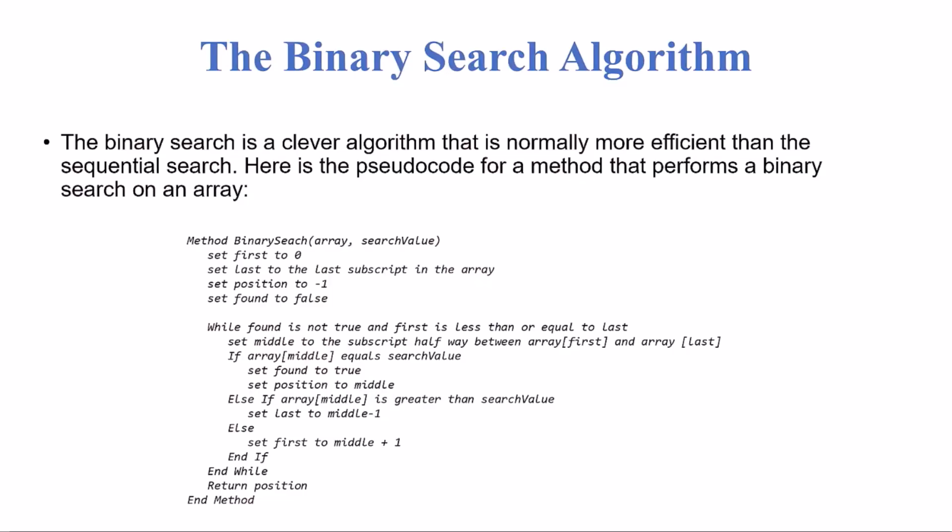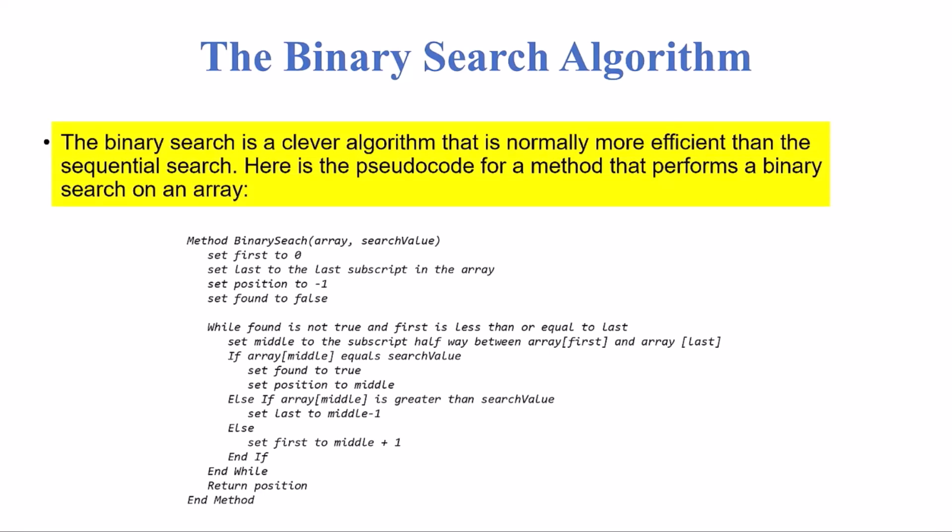Let's get started. Okay, we looked at the sequential search a while back and it worked out pretty good, but it required a pass through the entire array a whole bunch of times if you're looking for something, or at least once throughout the array to find everything. You had to go through every element. This is the binary search algorithm we're going to be looking at right now. It's pretty interesting. Basically, the binary search is a clever algorithm that normally is more efficient than a sequential search.